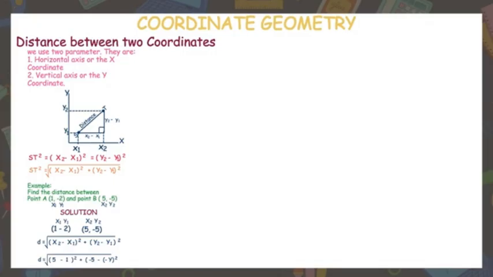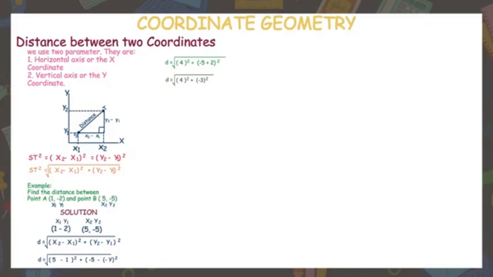So what are we going to have now? Our distance is equal to 5 minus 1 will give us 4. That's 4 squared, plus, into bracket, minus 5, minus times minus will give us plus 2, everything into bracket, square. Then our distance now will be 4 squared plus minus 5 plus 2 will give us minus 3 squared.